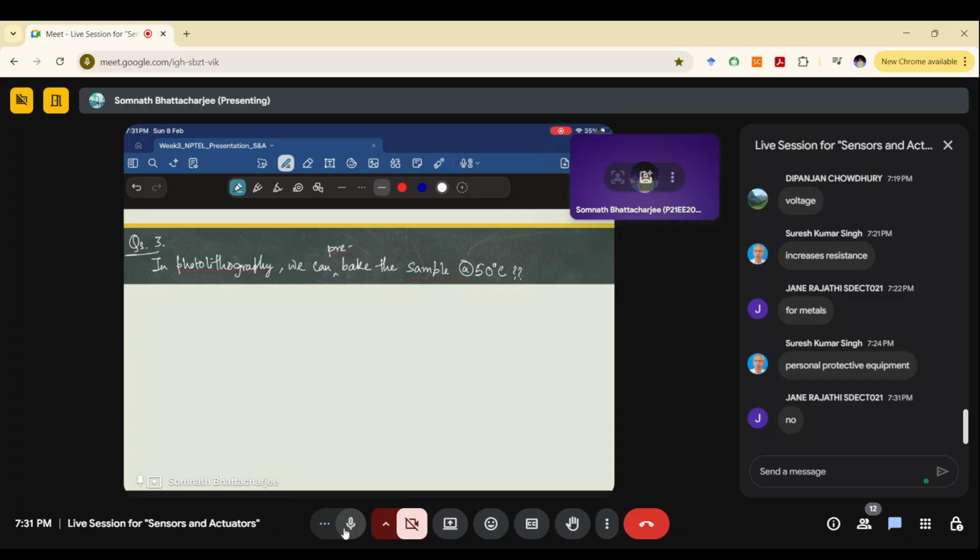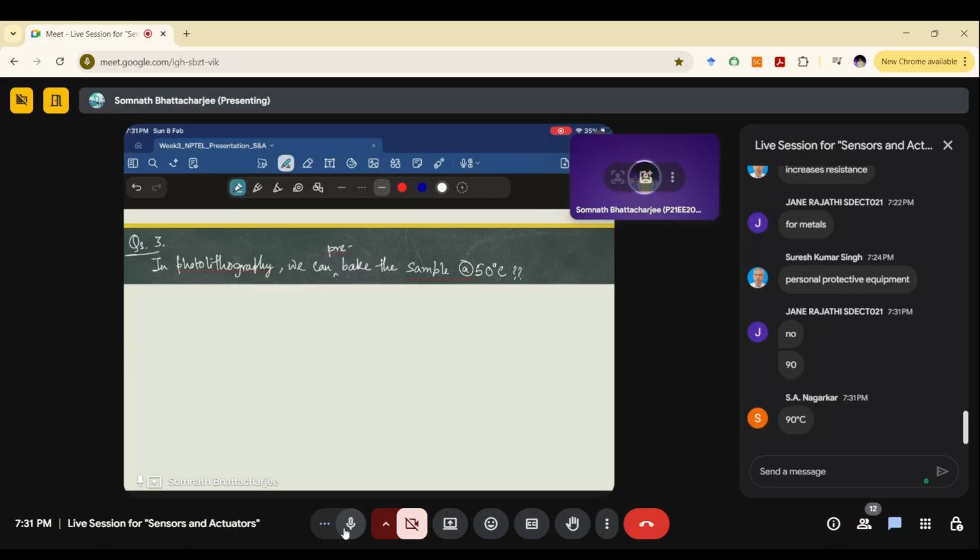Why not? In the demonstrations we have used 90 degrees. Yeah. Why not? Like, why can't we use a reduced temperature? Let's say 50 or 60.